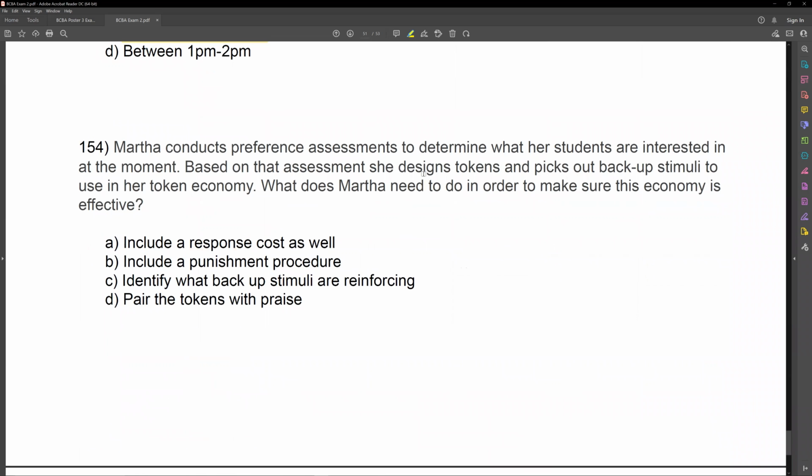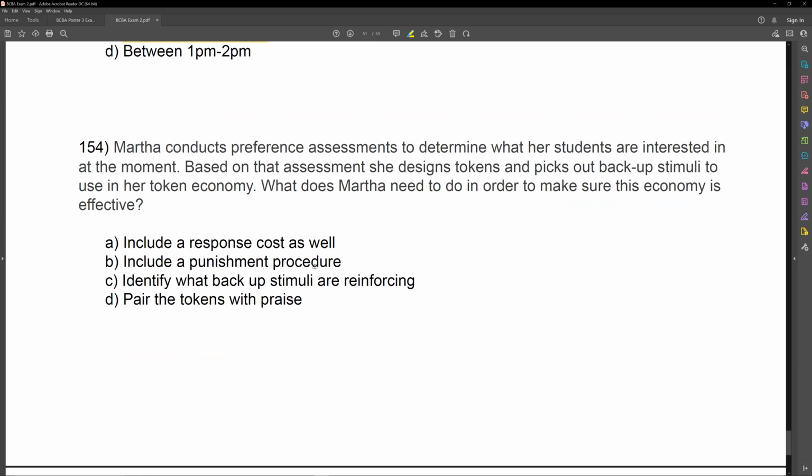154, Martha conducts preference assessments to determine what her students are interested in at the moment. Based on that assessment, she designs tokens and picks out backup stimuli to use in her token economy. What does Martha need to do in order to make sure this economy is effective?